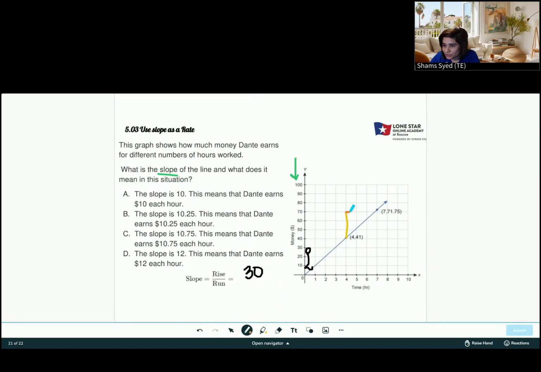Running is going by 1. So 1, 2, and 3. Kayla, it was 4. It was 4, Kayla. Let me try again. Did I go anywhere wrong? Was my rise wrong? Was my run wrong? Let me know if you notice anything that does not look right.